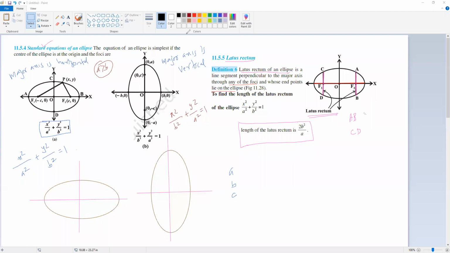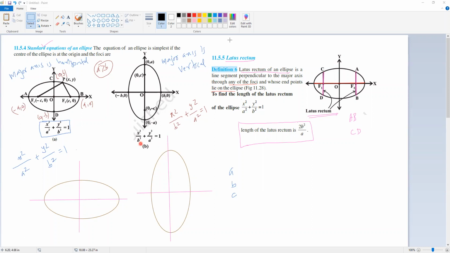So once it is horizontal, the center is 0, 0. The vertices are a comma 0 and minus a comma 0. The co-vertices are 0 comma b and 0 comma minus b. The foci are minus c comma 0 and c comma 0. So the equation is x square by a square plus y square by b square is equal to 1. The right side is always 1, with x square and y square on top. The only thing is: if a square comes under x square, the major axis is horizontal; if b square comes under x square, the major axis is vertical.